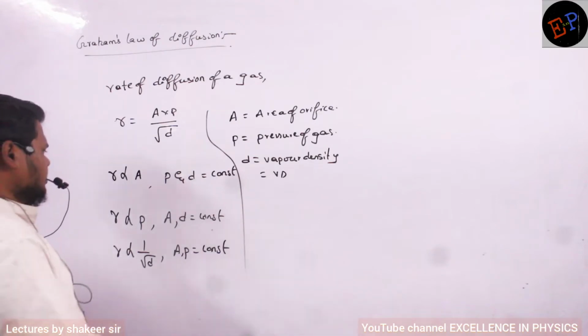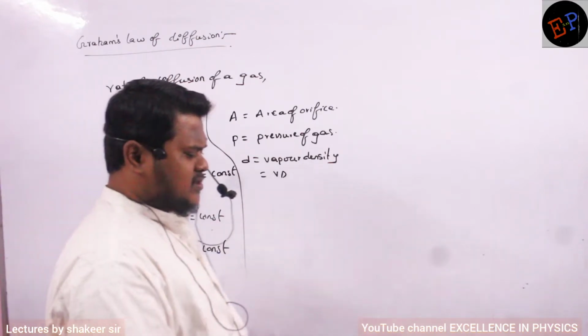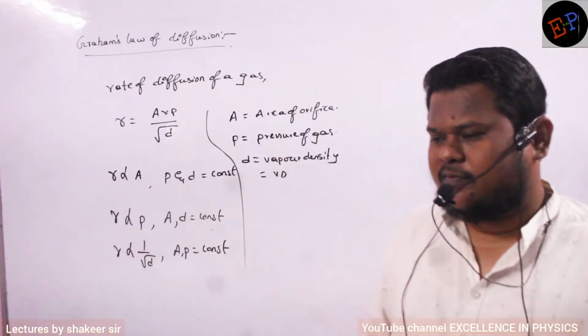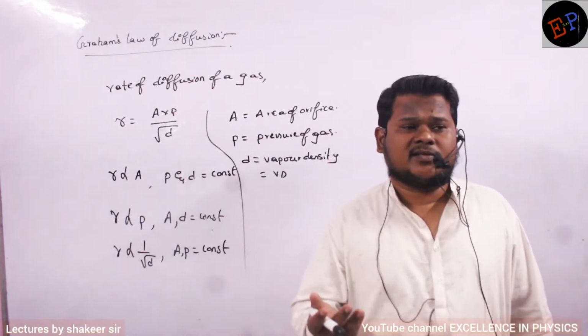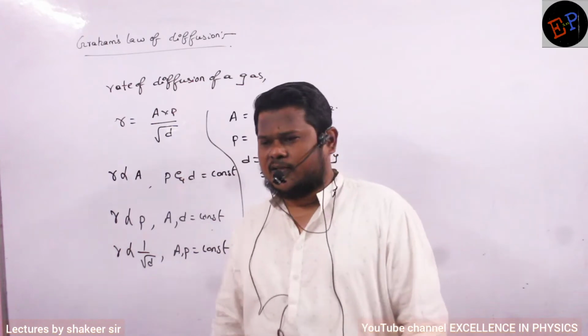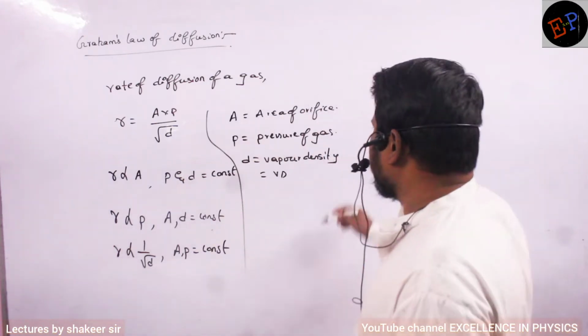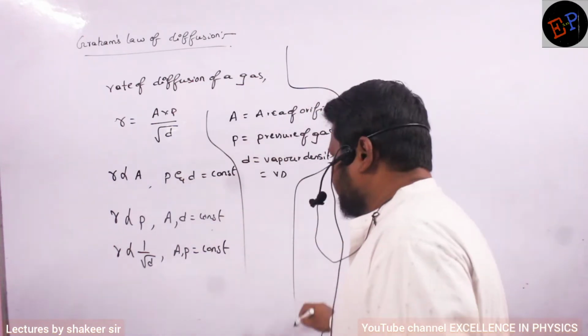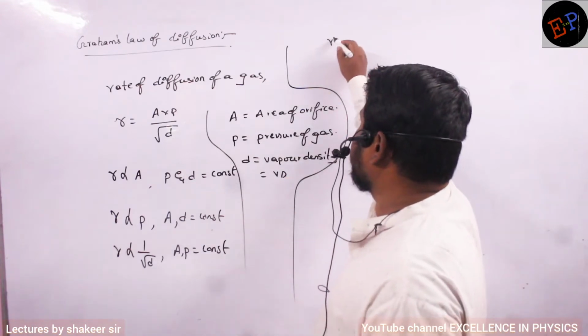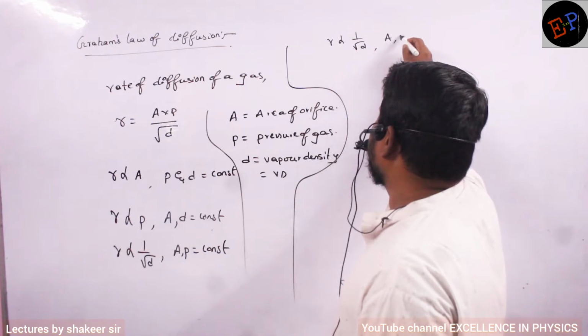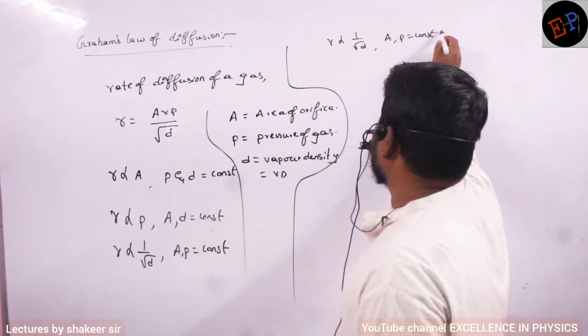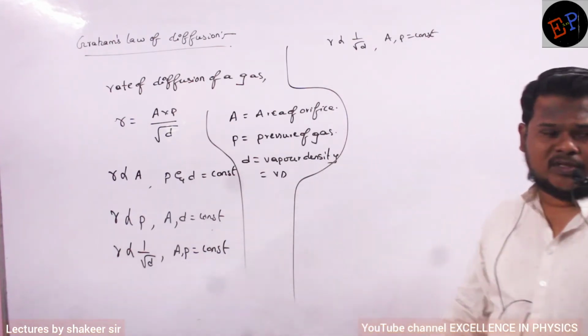Are you able to understand? So these are the three conditions on which the rate of diffusion of a gas depends. Rate of diffusion means how much gas is diffused per second. That is called rate of diffusion. Now here also I can write, see, I will take this relation. So R is proportional to 1 by root D, in which condition when area of the orifice and pressure are constant, then I have to write this relation.